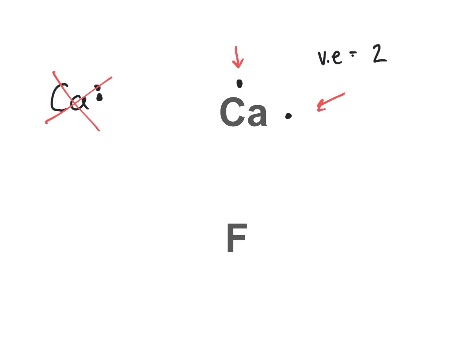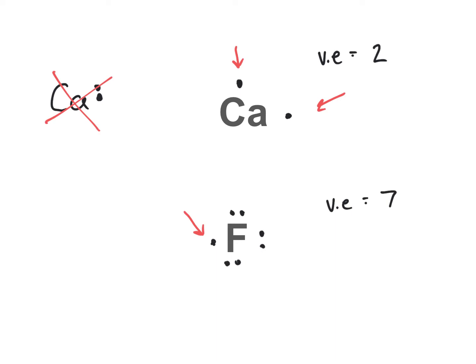Let's go on with fluorine. We look up fluorine on the periodic table. We can see that it has 7 valence electrons. So we go through 1, 2, 3 in each direction. Oh, we got to double up now. And then 7. So there is only 1 lone little electron here. These other ones are paired up.